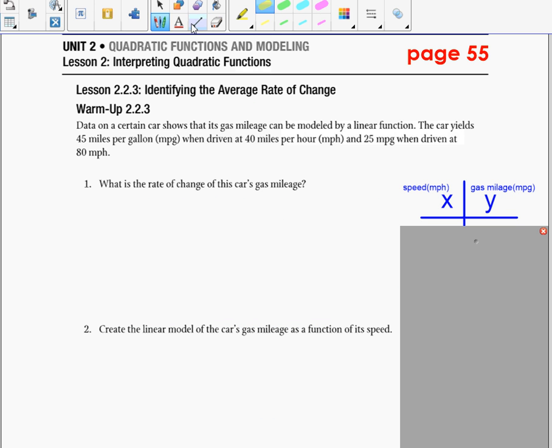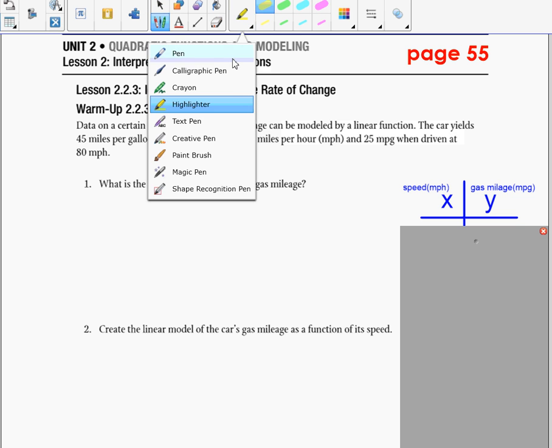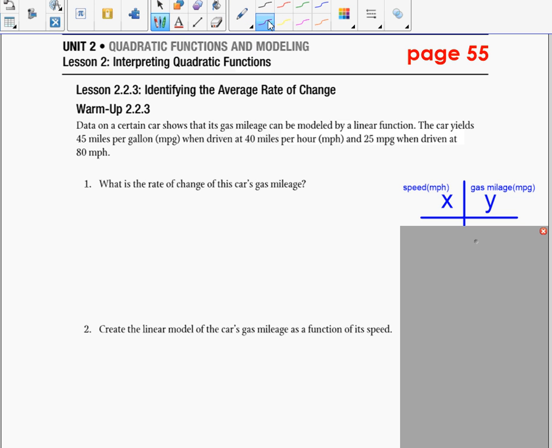So this is the warm-up on page 55. It says data on a certain car shows that its gas mileage can be modeled by a linear function. The car yields 45 miles per gallon when driven at 40 miles per hour and 25 miles per gallon when driven at 80 miles per hour. Okay, so those are our 2 pieces of information. So it says, what is the rate of change of this car's gas mileage?